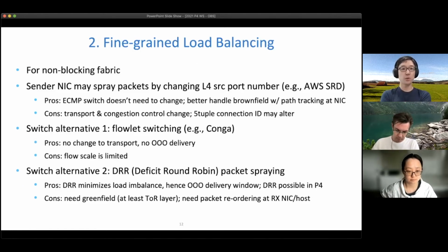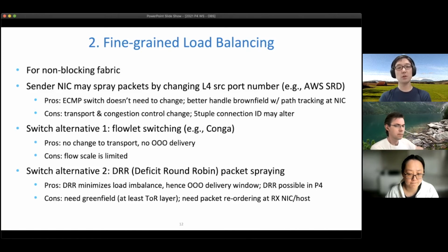Secondly, for the non-blocking fabric, yes, fine-grained load balancing is crucial. There are multiple ways to achieve this goal. I'm not really promoting any particular direction. The sender NIC can do some packet spraying on top of the existing ECMP fabric by tweaking maybe the UDP source port number, or adding other entries that can be used by the ECMP hash. And it's been deployed by AWS based on their announcements.